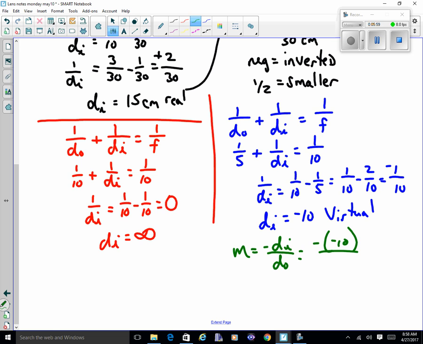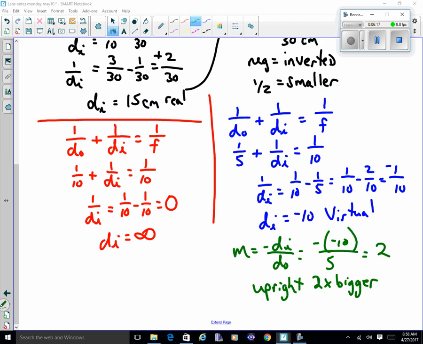And so now you get a positive 2. So that means the image is now upright, standing upright, and it is 2 times bigger. Let's do this last one here.